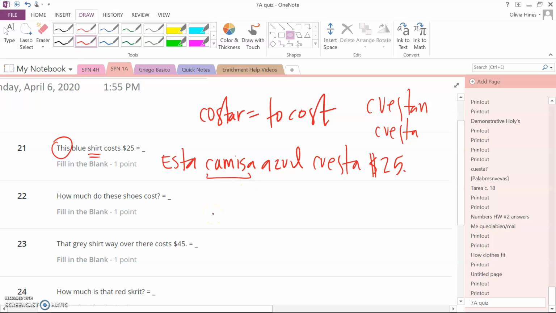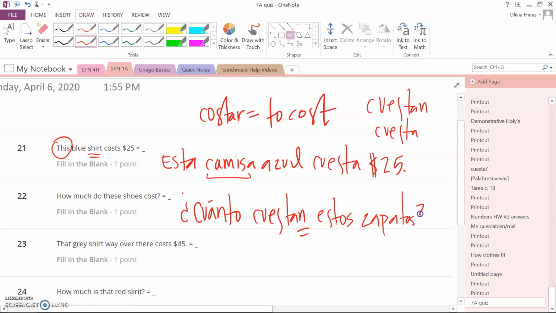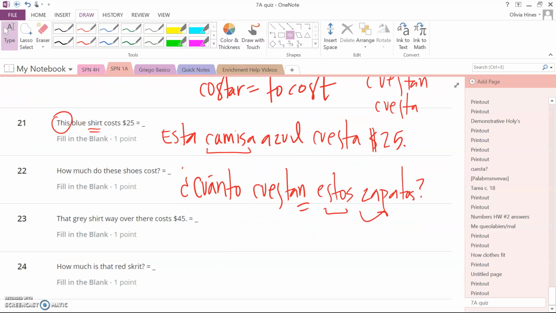How much do these shoes cost? So this is a question. So first thing you need to have is this. You should have cuánto cuestan. If you put this as plural and it counted it wrong, I'll give you a point back. Estos zapatos. So how much do these shoes cost? Estos matches zapatos, so make sure that it is plural masculine.